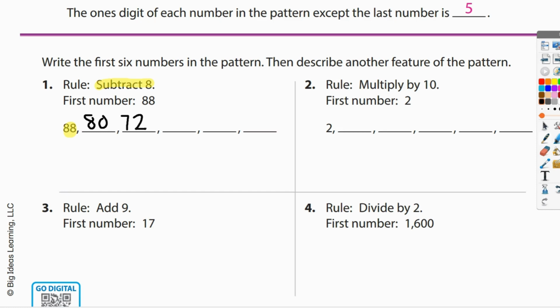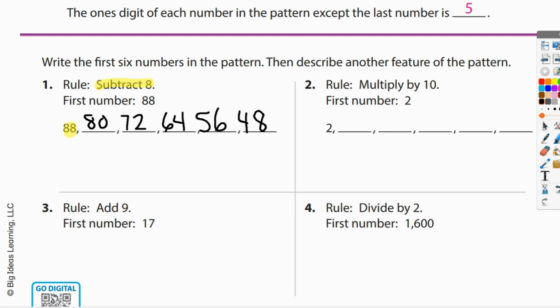Okay. If I have 72 and I minus 8, what does that give me? Right. 64. If I have 64 and I take 8 away, what does that give me? Right. 56. If I have 56 and I remove 8, what does that give me? Right. 48.